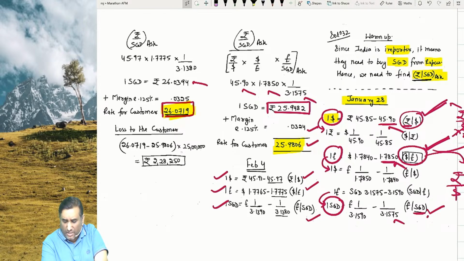In exam, do not try to apply a lot of brain on what we are doing. Simply identify whether it's a rupee by SGD or SGD by rupee. How would you identify? Whichever is the fixed currency, that becomes the chocolate. If rupee is given, you will need to find rupee by SGD. Since you have to buy, you are an importer, you need to buy SGD, rupee by SGD, and once you know rupee by SGD, it means rupee should be on the top, SGD on the bottom, and then accordingly equations can be created.